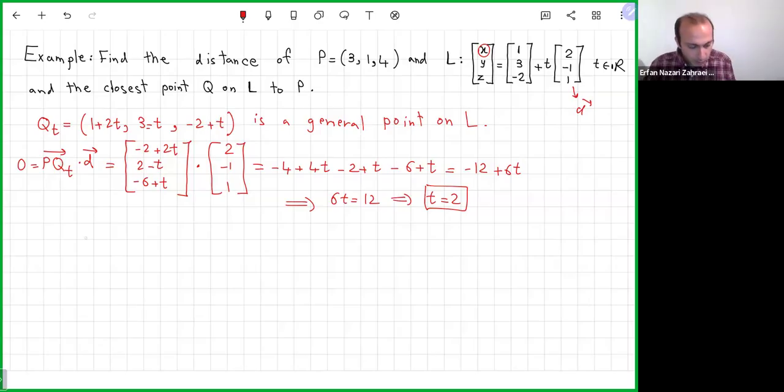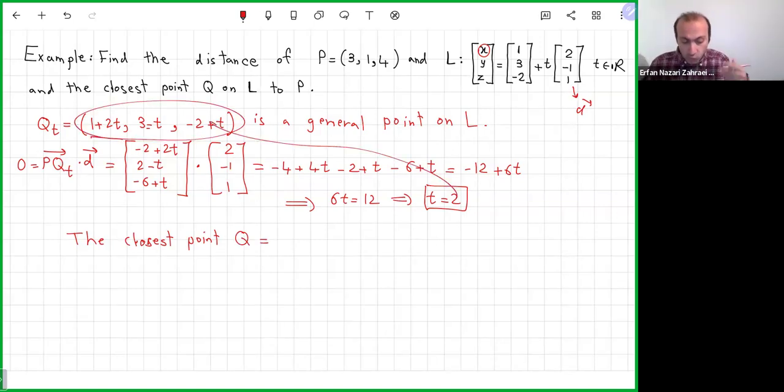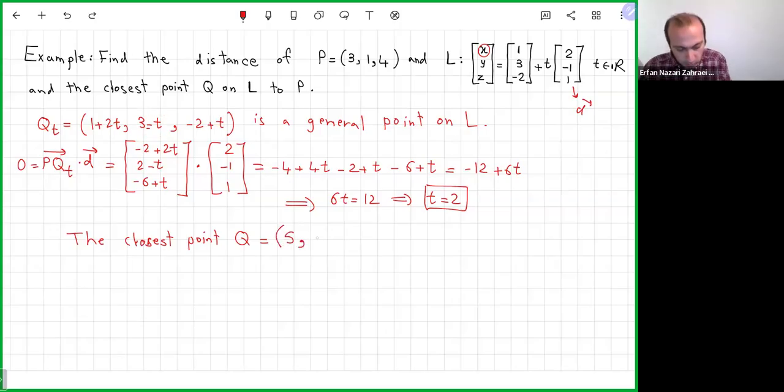So the closest point, let's call it Q, is, this is the general point. For t equals 2, the parameter 2, I get the closest point. I put 2 in this, and I get 1 plus 2 times 2, which is 5. 3 minus 2, which is 1, and negative 2 plus 2, which is 0. This is the closest point on the line to this point.